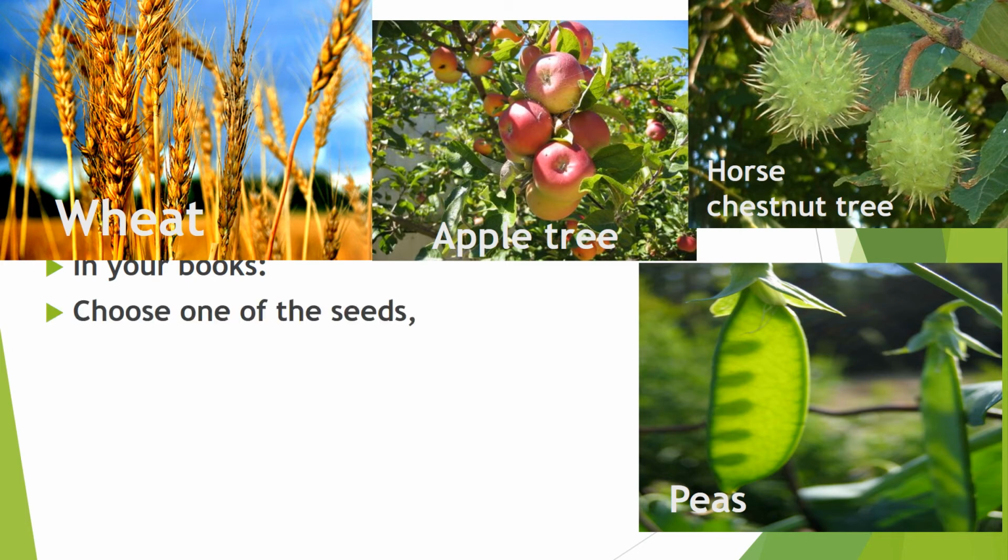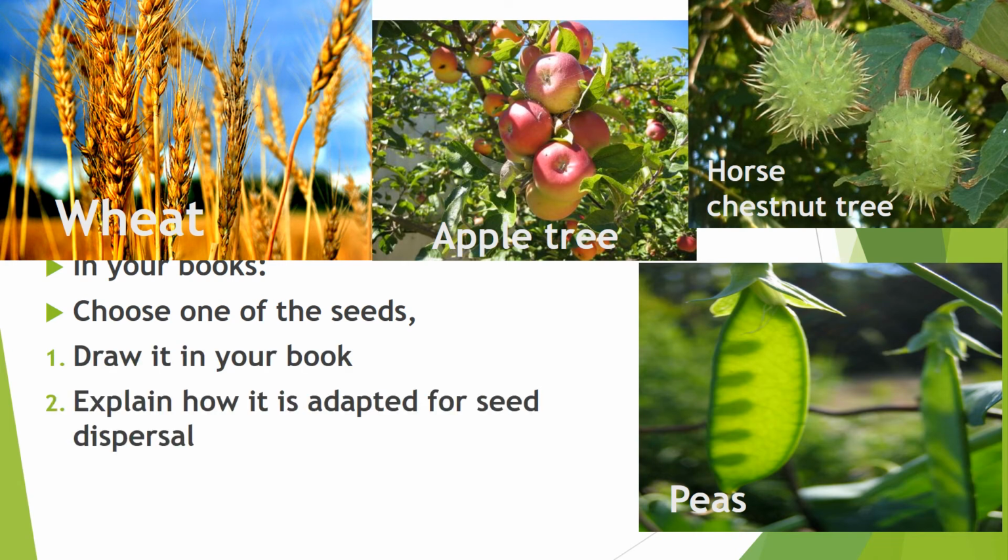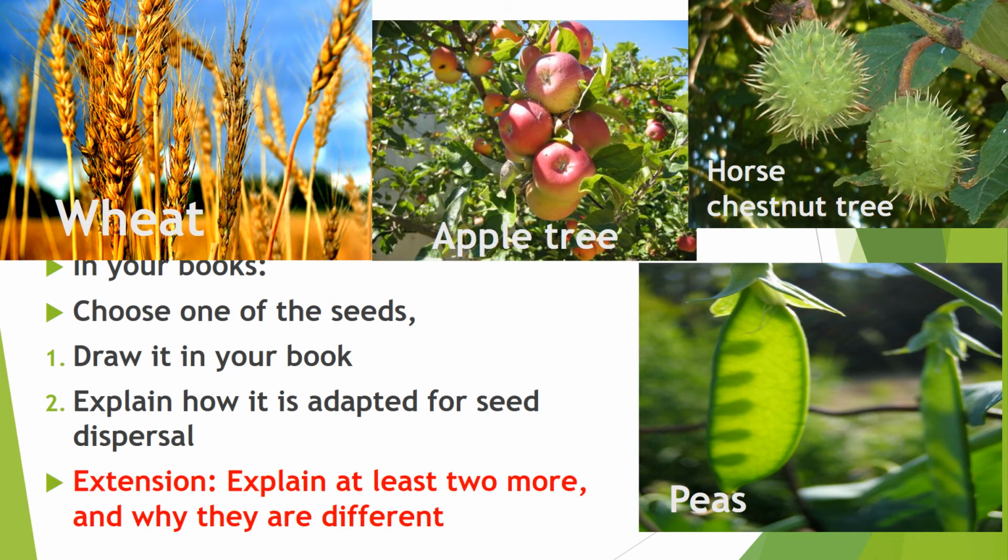So in your books, choose one of these seeds: wheat, apple tree, horse chestnut tree, or peas. Draw it in your book. Explain how it is adapted for seed dispersal. So you might actually need to Google this and have a look and see if you can find how they're adapted for seed dispersal. And then once you've drawn it and explained how it's adapted for seed dispersal, can you then find two more and explain how they are adapted for seed dispersal?